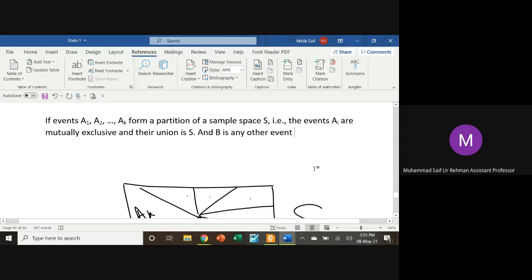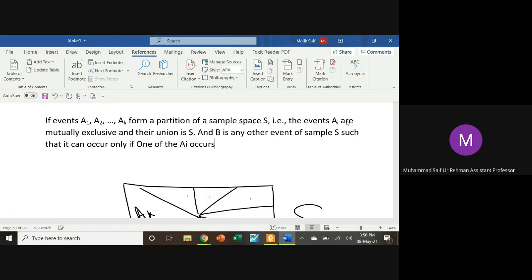And let B be another event of the sample space S, such that it can occur only if one of the AI occurs.